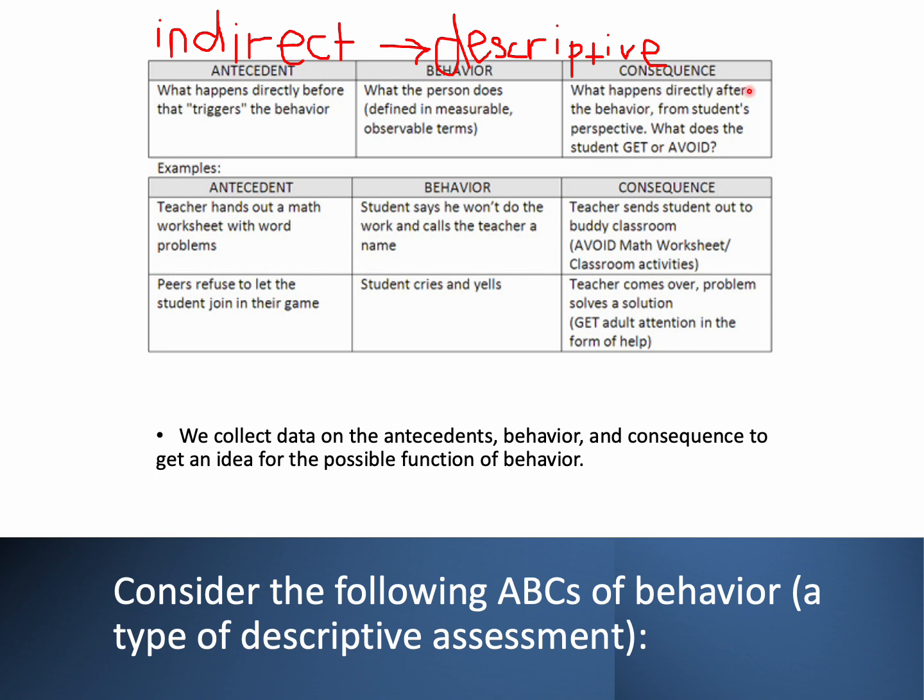And then finally, the consequence is what happens directly after the behavior. And this is from the perspective of the person engaging in the behavior. And we want to also analyze not just what exactly does that consequence look like, but what could the person be gaining from engaging in this particular behavior? And the more data we collect, the clearer it becomes what the potential consequence that's maintaining the behavior could be. And sometimes it's not very clear. So here's an example of what this would look like.